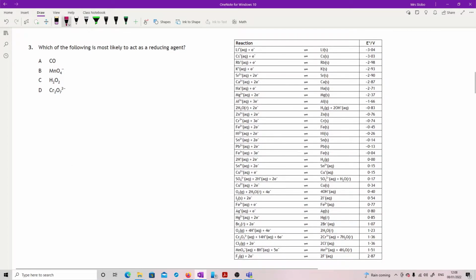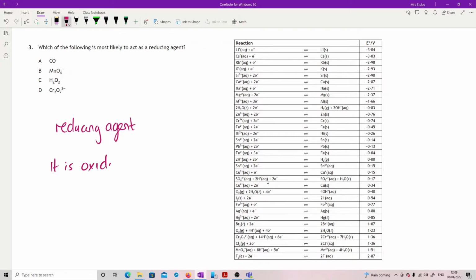Which of the following is most likely to act as a reducing agent? This is actually, I think, quite a tricky question because it's not a straight lift from the data book. I've obviously pulled over data book stuff, but you also need to know some other stuff as well. What you need to first of all remember is, if it's a reducing agent, that means it is oxidized. So I need something that is going to be oxidized.